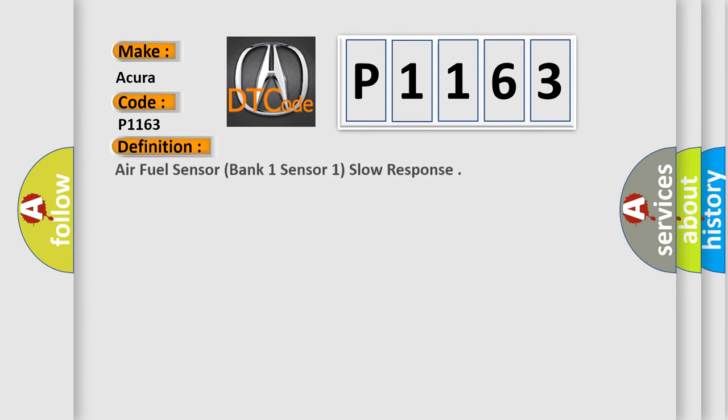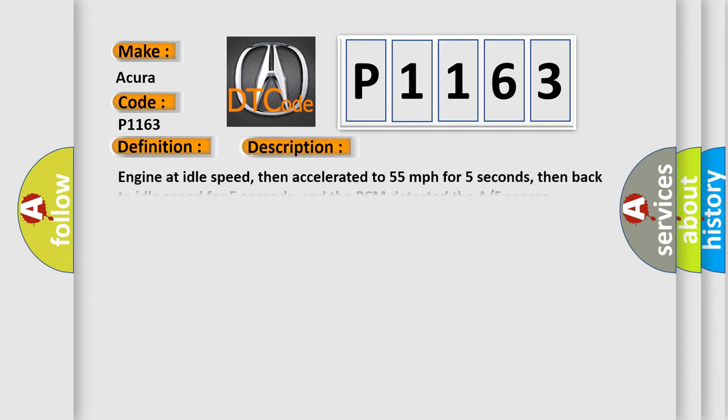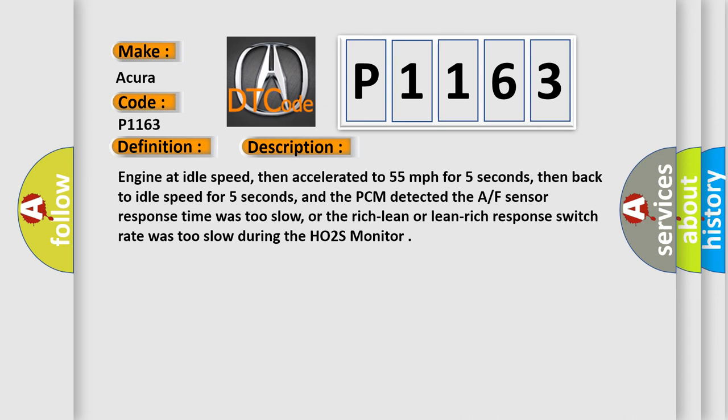The basic definition is air fuel sensor, bank 1 sensor 1, slow response. And now this is a short description of this DTC code. Engine at idle speed, then accelerated to 55 miles per hour for 5 seconds, then back to idle speed for 5 seconds, and the PCM detected the AF sensor response time was too slow, or the rich-lean or lean-rich response switch rate was too slow during the HO2S monitor.